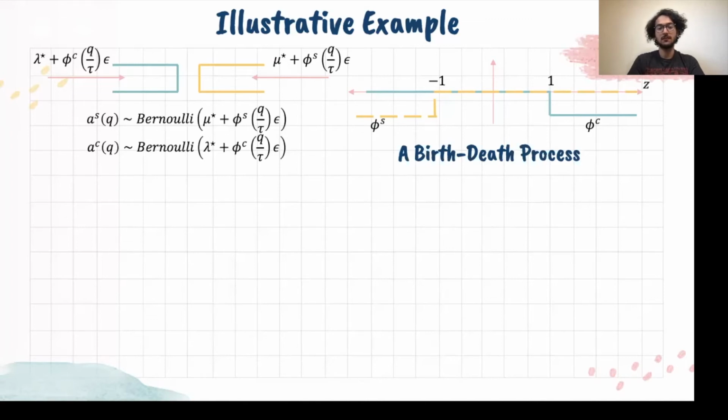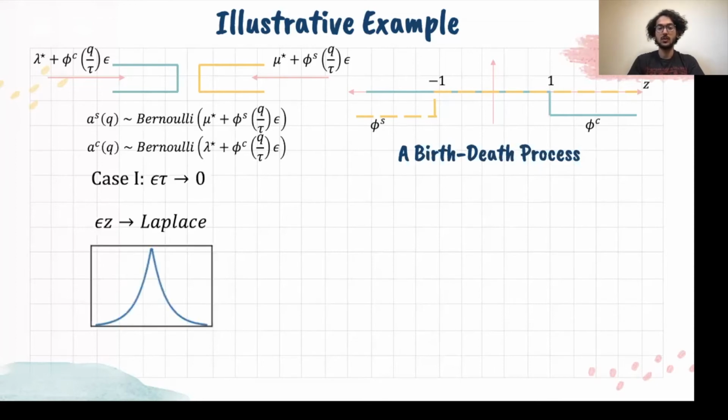However, to illustrate the phase transition, we characterize the distribution of the scaled imbalance in heavy traffic. When epsilon tau goes to 0, we observe that epsilon z, the scaled imbalance, converges to a Laplace distribution, a two-sided exponential distribution. This can be interpreted by considering the case when tau is a constant and epsilon converges to 0. Such a heavy traffic limit is similar to the classical heavy traffic limit in a single server queue, and thus we observe the two-sided equivalent of exponential distribution.